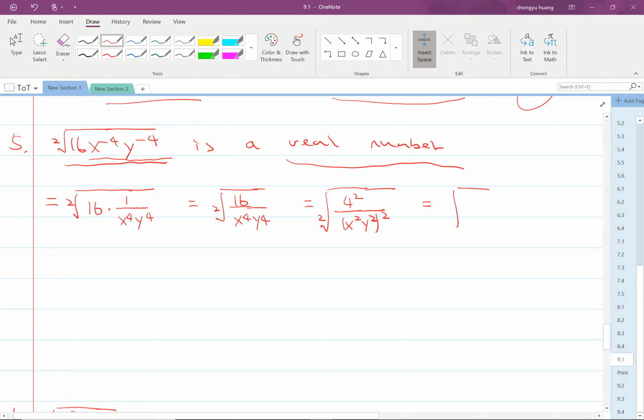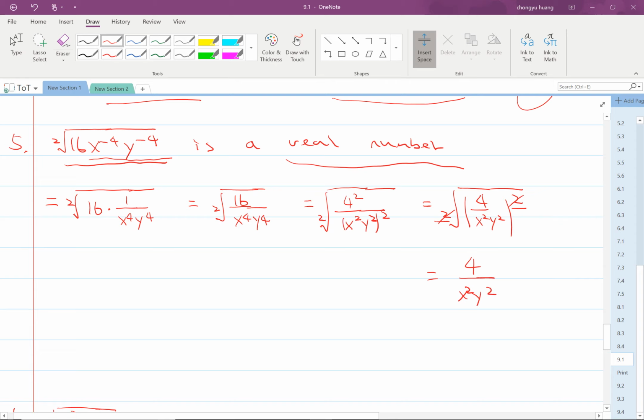As we move further, you end up with something like this. As you can see, now we have a square root and we have a power 2. So those get cancelled, and we finish simplifying. Our final solution is 4 over x squared y squared, right?